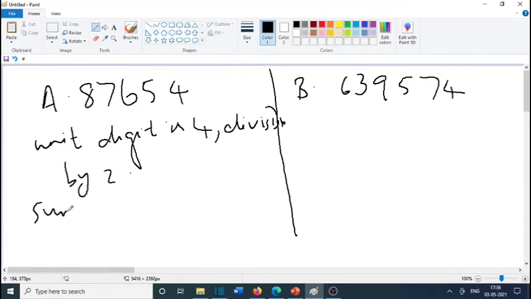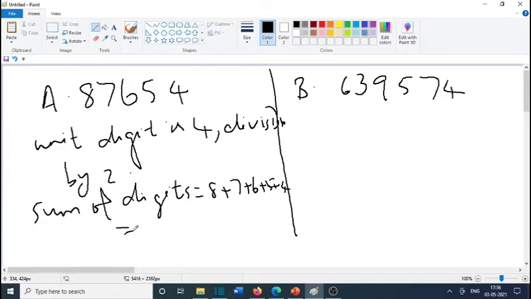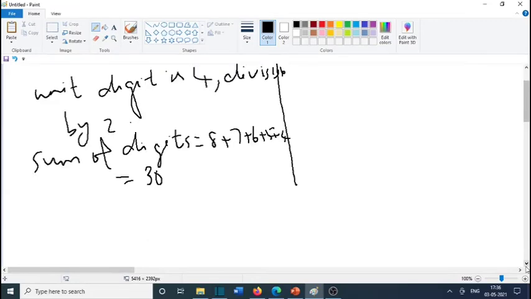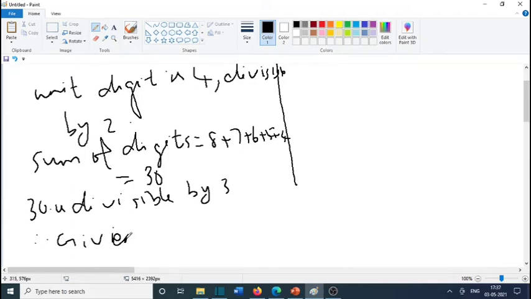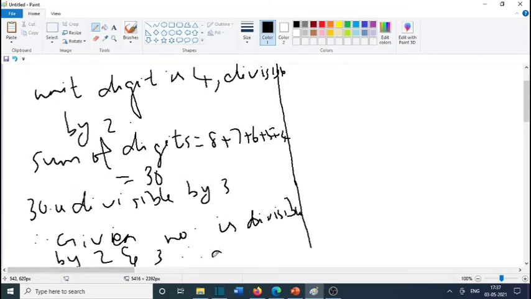Now the sum of digits is 8 plus 7 plus 6 plus 5 plus 4. 15 plus 6 is 21, 21 plus 9 is 30. So 30 is divisible by 3. Therefore, the given number is divisible by 2 and 3. Therefore, it is divisible by 6.